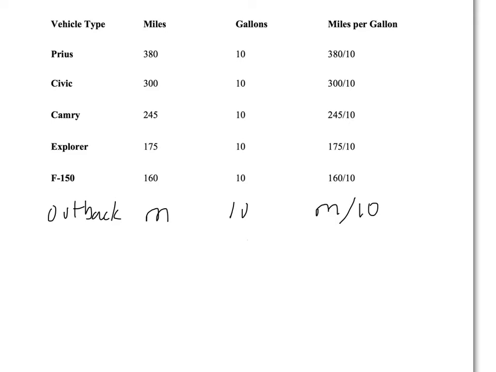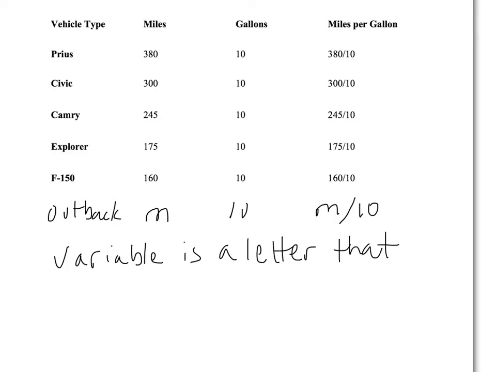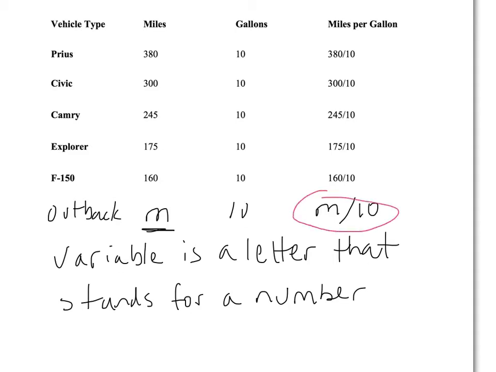And so, things to think about. A variable is a letter that stands for a number. In this case, m is our variable, and it represents the number of miles that my friend can drive on 10 gallons of gas. A variable expression is a mathematical phrase that uses variables, numerals, and operation symbols. In this case, m divided by 10 is our variable expression.